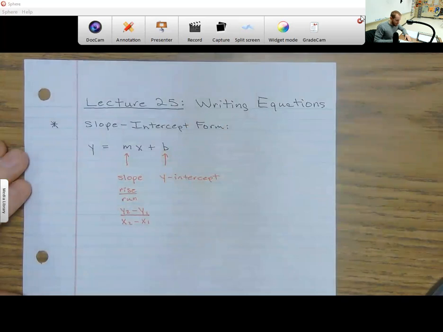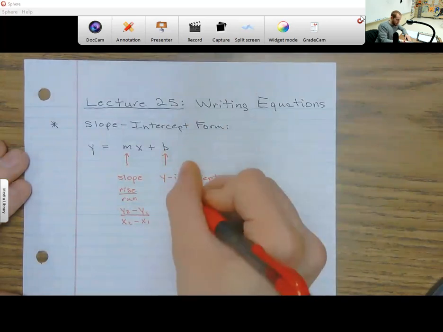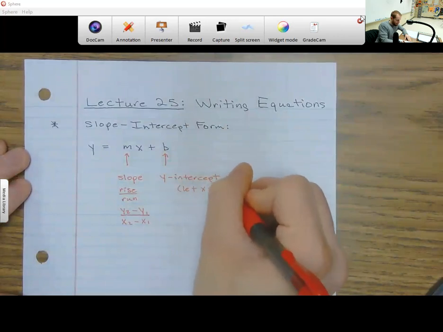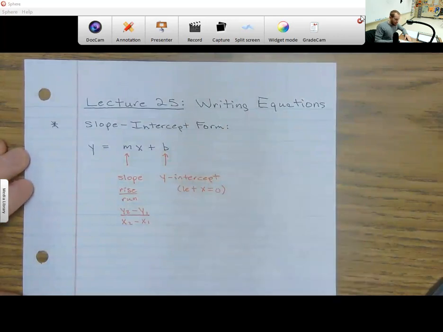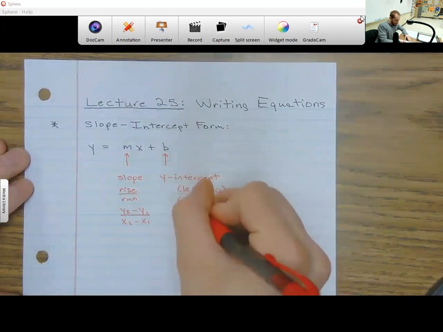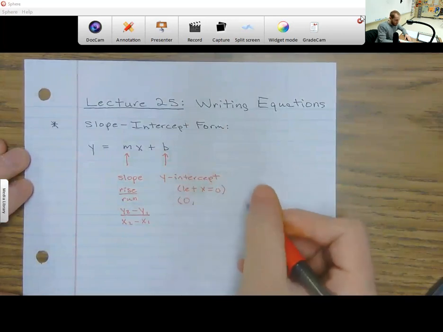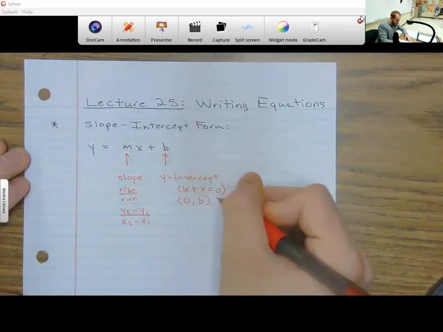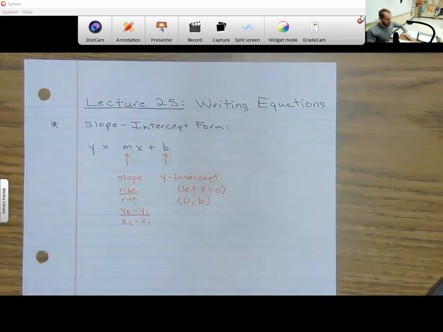Now, we can get the y-intercept by letting x be 0. When x is 0, that means the first coordinate is going to be 0, but whatever the y-intercept is, that's going to be b. I'll give you a few seconds to copy that down, and then we're going to look at some graphs. The graph will show us a line, and we're going to take that line and put it in y equals mx plus b form.